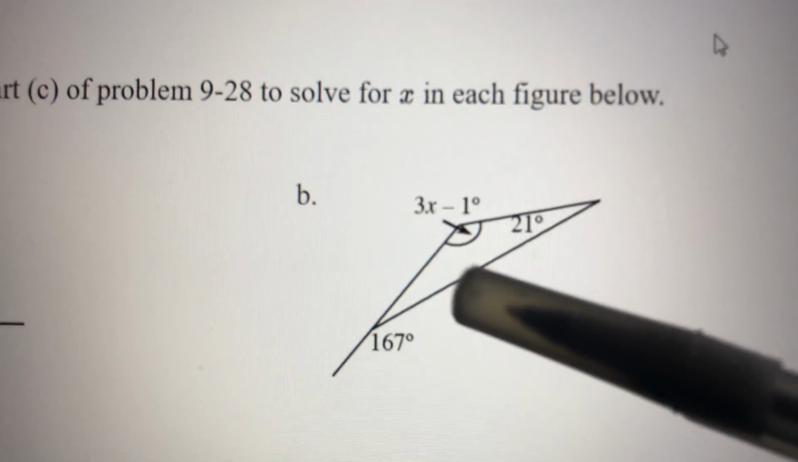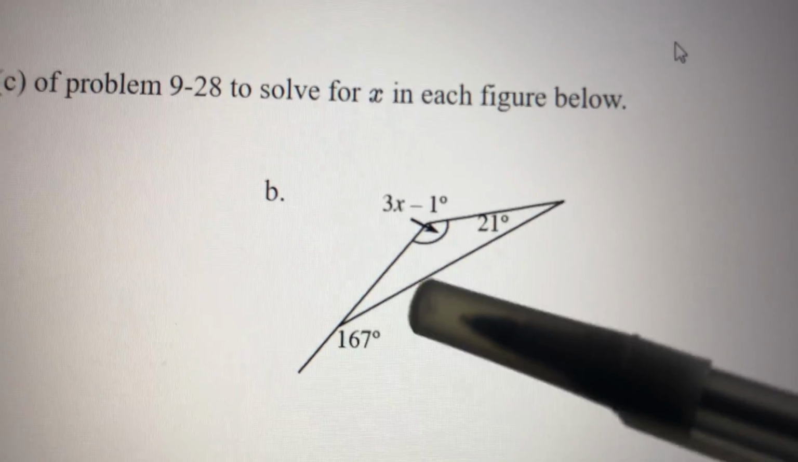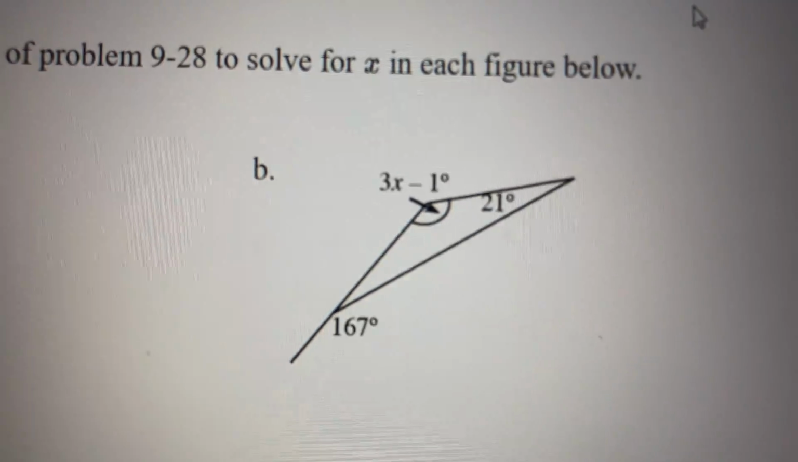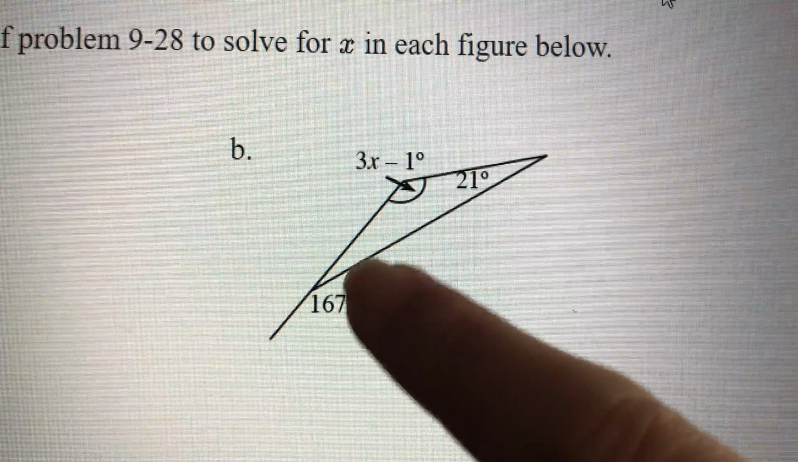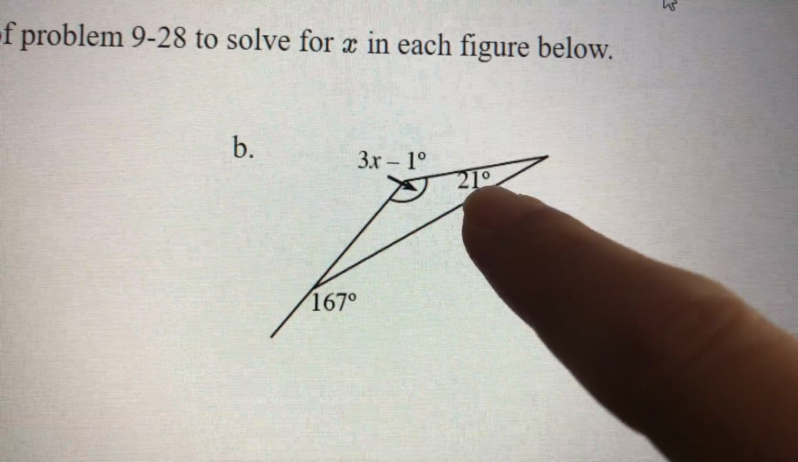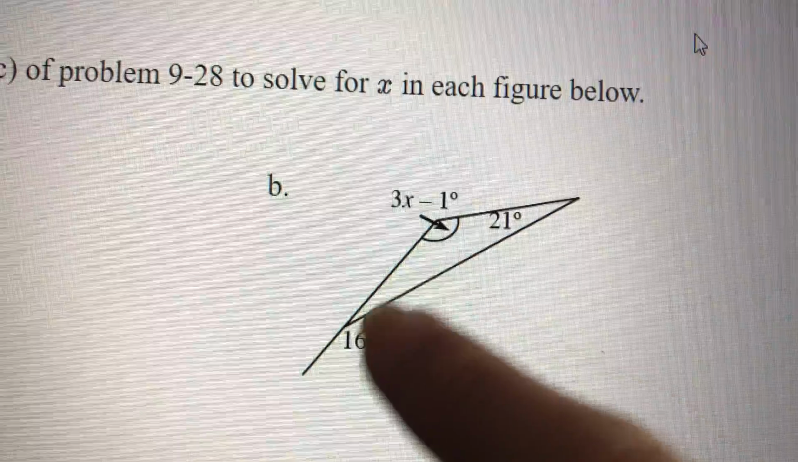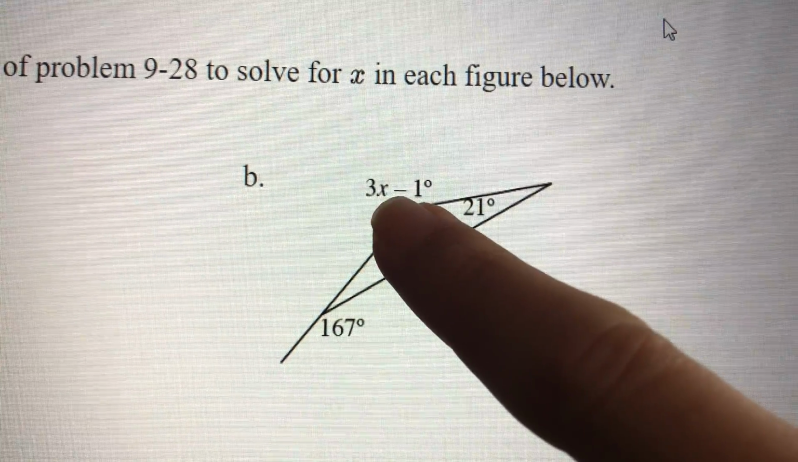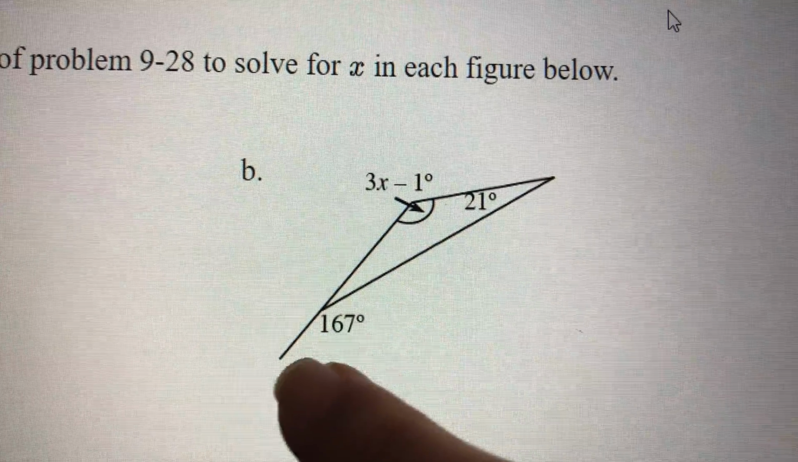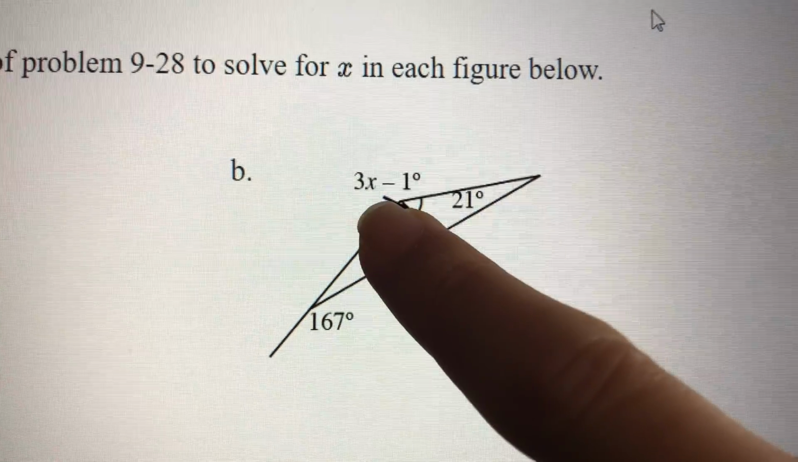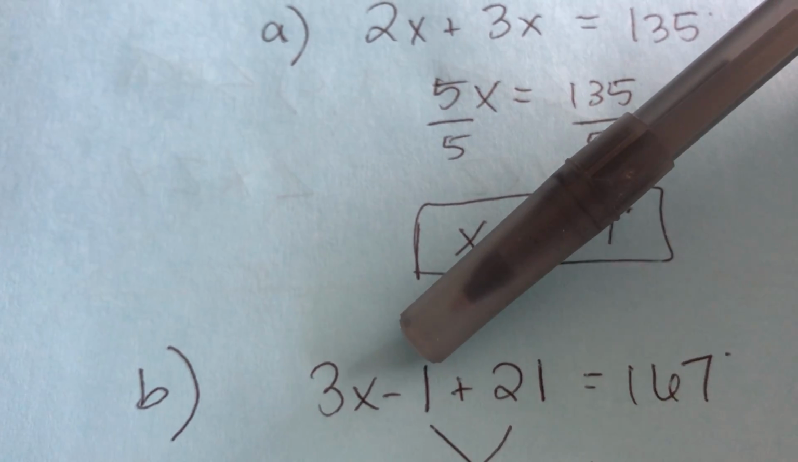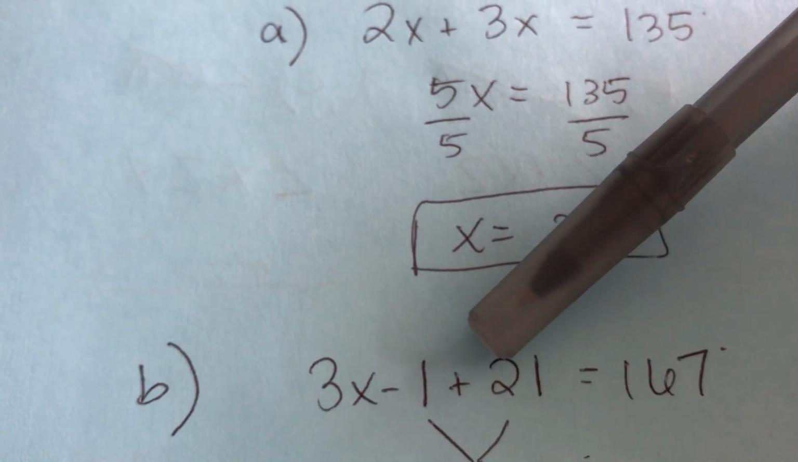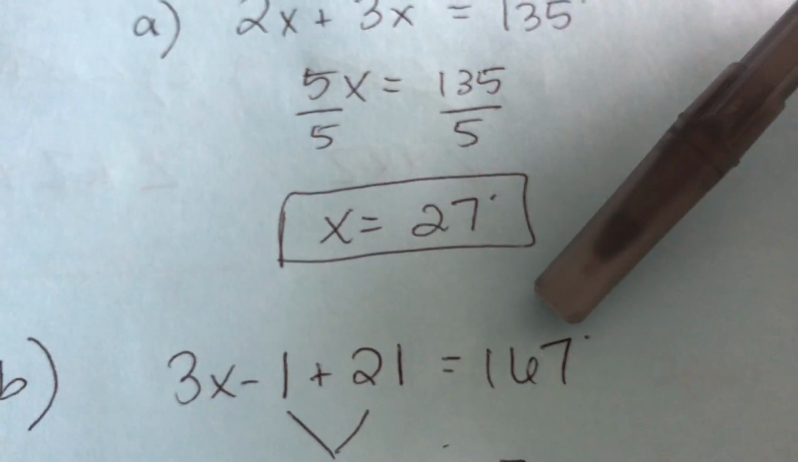Here's part B, same idea. Don't let the minus sign confuse you. Here's the exterior angle, and these are the two remote interior angles, right? Because they're farthest away from the exterior. So if we add this to this and set it equal to that, we can solve for x. So I'll show you my work that I did. I started with 3x minus 1, which was one of the angles, plus 21, which was the other angle, set it equal to 167.